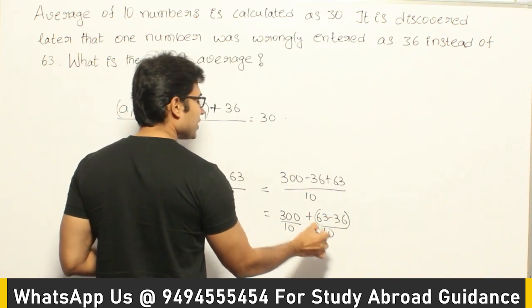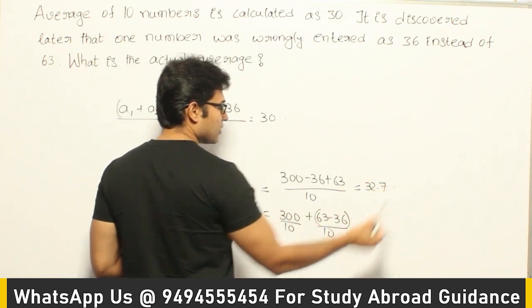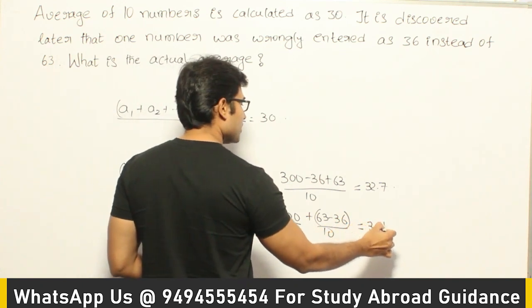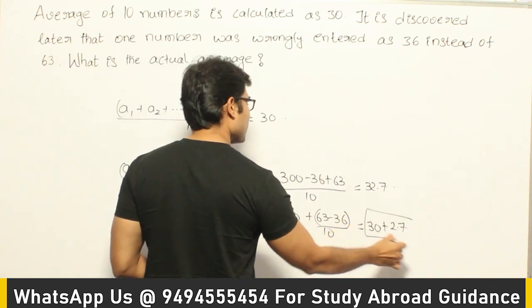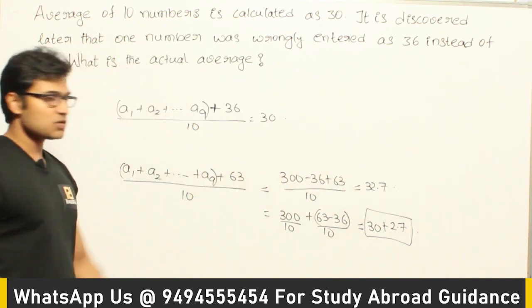So for some reason I am writing like this. So if you calculate it, you are going to get anyway 32.7. So for some other reason I am writing it like this. So it is going to be 30 plus 2.7. Okay. So the answer is 32.7, and this is one of the ways to solve it.